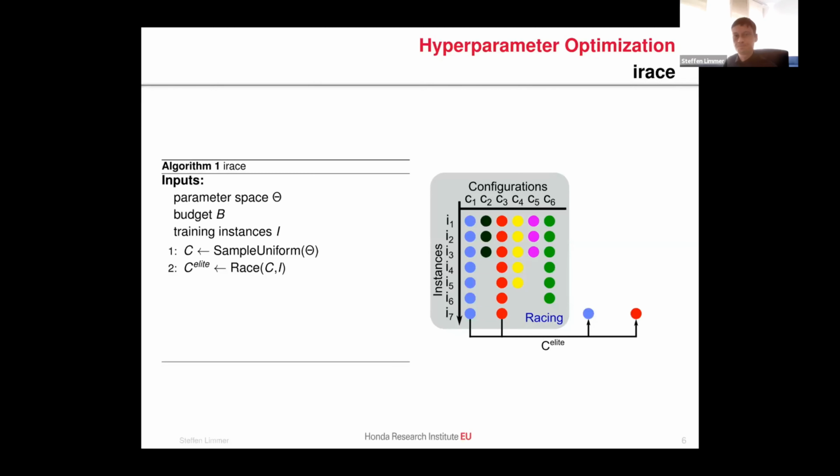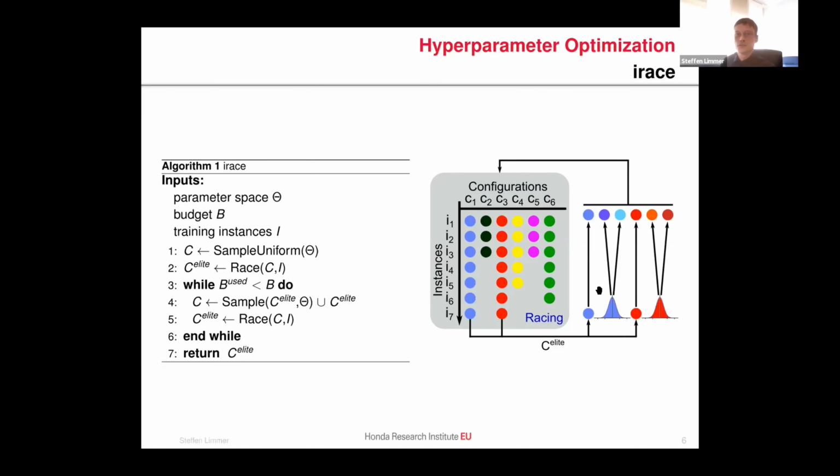Irace works as follows. It starts with a set of random parameter configurations. These configurations are then evaluated on a number of random training instances. Then a statistical test is performed to test whether some of the parameter configurations performed significantly worse than others. If this is the case, the worst configurations are removed. And then the remaining configurations are evaluated on a further number of random training instances and so on, until a certain minimum number of instances or parameter configurations remain, the so-called elite configurations. And this process here is also called racing.